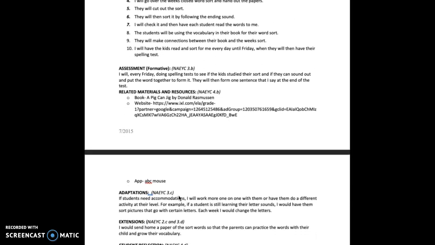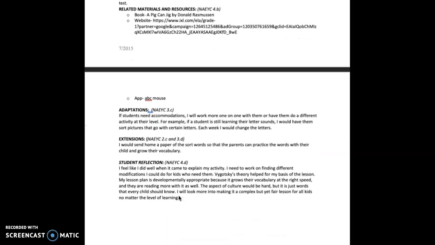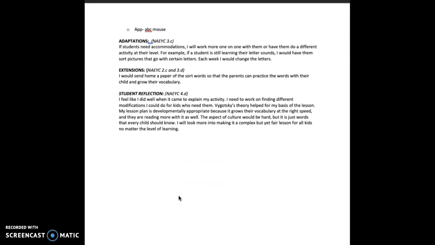So I will every Friday do a spelling test to see if they study their words and if they're able to pick out the sounds and put them together. So the book would be Pick and Jig. The website I found was very great for vocabulary. And then the app I used was ABC Mouse, which is definitely an amazing app to use to learn vocab and to put words together.